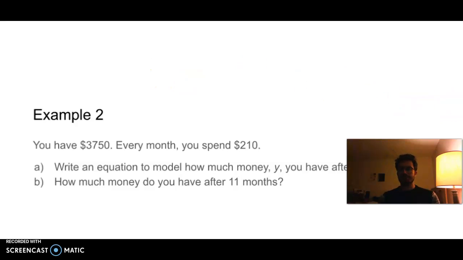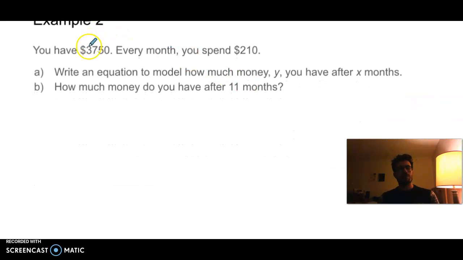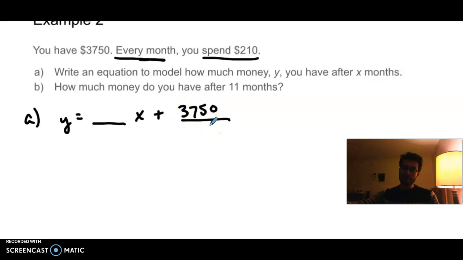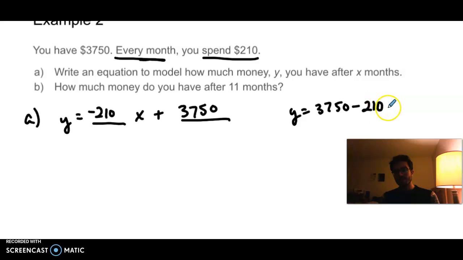Another example. You have $3,750. Every month you spend 210. If you spend money, you're losing money. You're starting with 3,750. That's our y-intercept. But you spend from that 210. If you're spending, you're losing, so that's a negative number. So negative 210. You could think of it as 3,750 minus 210x.